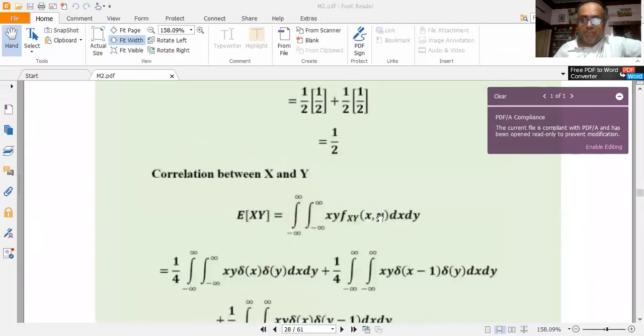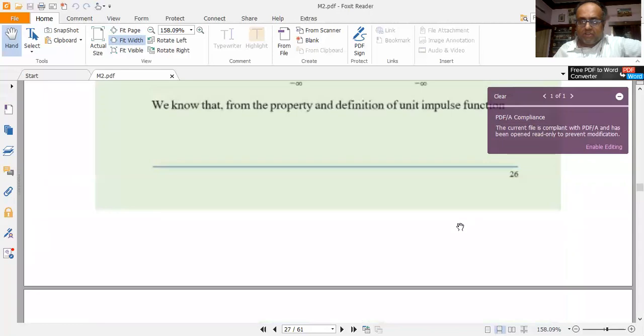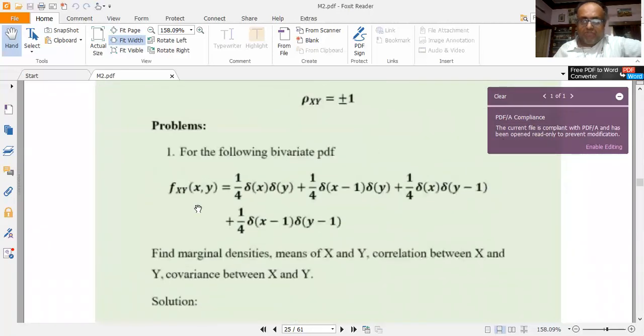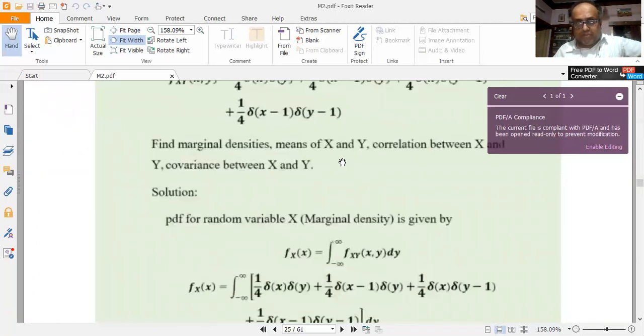So what have I done here? I have substituted the value of fxy of x comma y. Fxy of x comma y is given by the addition of these four components. I have substituted the fxy of x comma y value into the definition of the correlation formula, and I have split that integral into the sum of four integrals in view of these four components of fxy of x comma y.